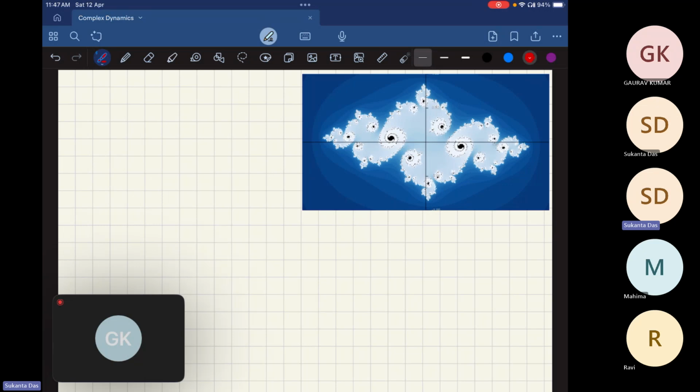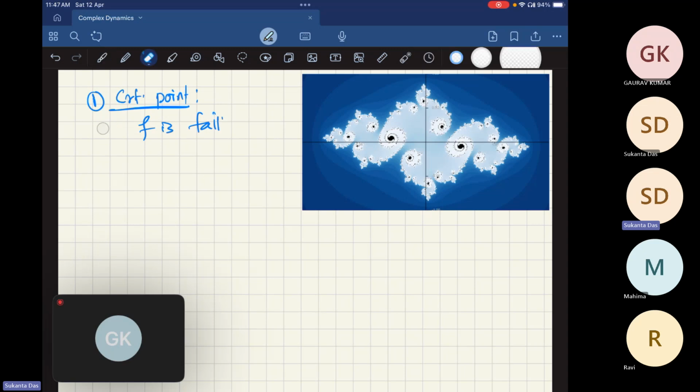Now, maybe I'll go a bit faster because I thought I should cover a lot of things here, but the time is going so fast. Let me define critical points. First I defined periodic points, now I am defining critical points. So what are the critical points? If f is a rational function, the critical points are those, okay, let me write it in this way.